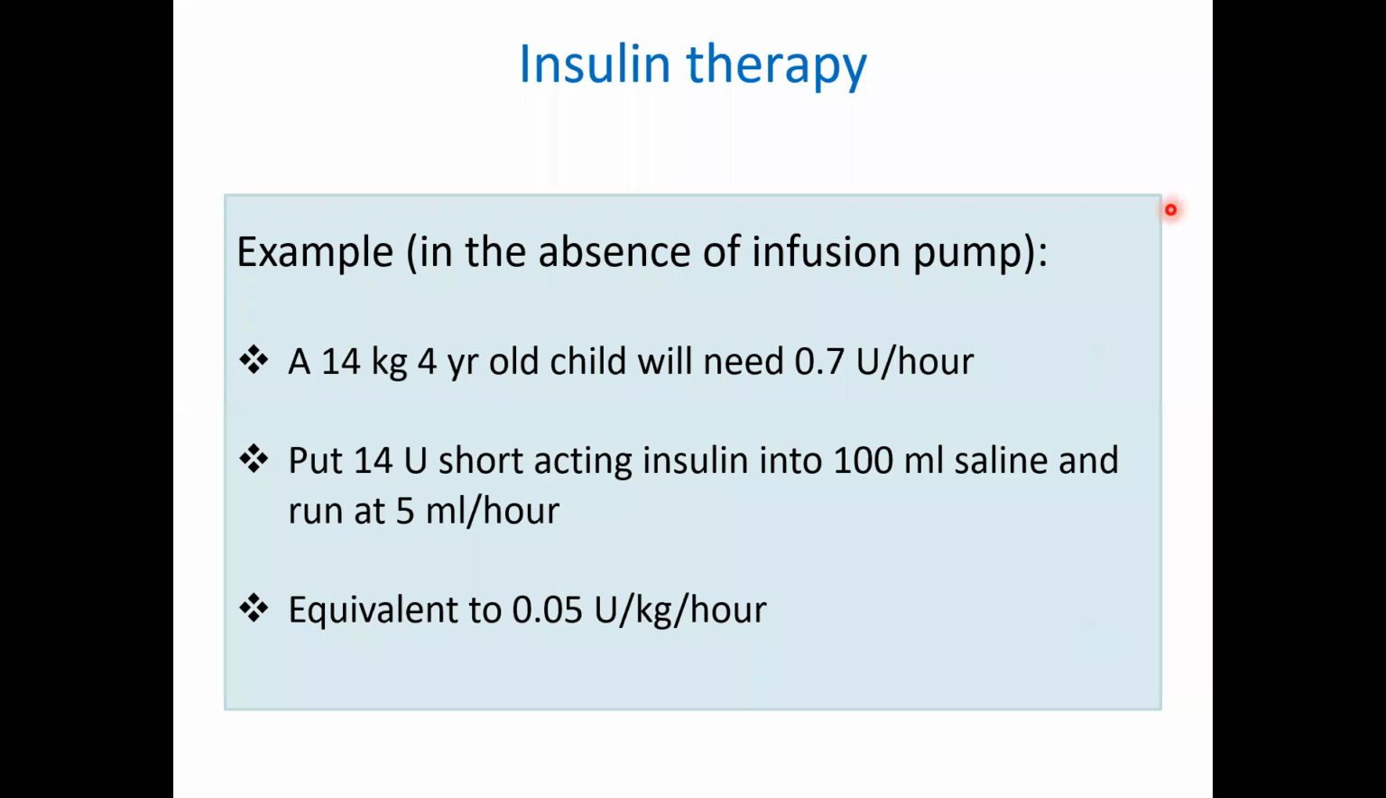So this is a practical example of what you do if you don't have an infusion pump. So using our 14 kg 4-year-old girl, who we said will require 0.7 units per hour, what you can do is get 14 units of short-acting or regular insulin, put that into 100 mils of normal saline, and then you run that at 5 mils per hour. That will actually give you 0.05 units per kg per hour. If you're aiming to give 0.1 units per kg per hour, for example, in a child who is older, then you'll run that at 10 mils per hour.